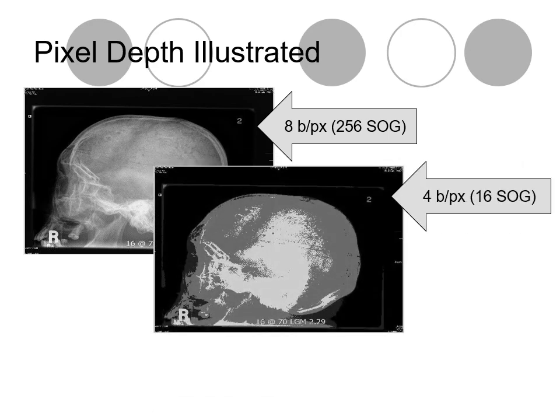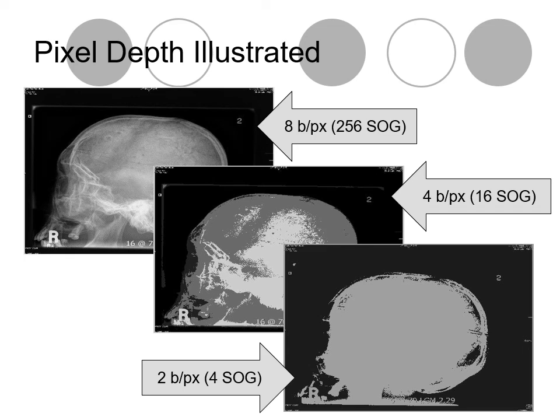The next image is the same lateral skull rendered at 4 bits per pixel, which translates as 16 shades of gray. It is striking the loss of visibility of detail. We know the details are there, but there are not enough shades of gray to represent them. To take this illustration to an extreme, here is that same image at 2 bits per pixel, or 4 shades of gray. Completely unacceptable. Just an outline of the skull is visible.